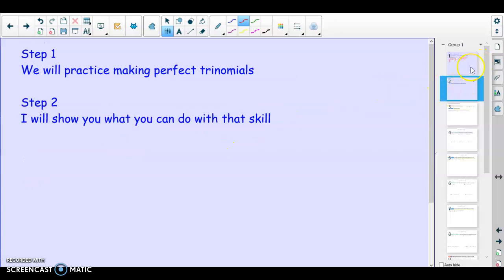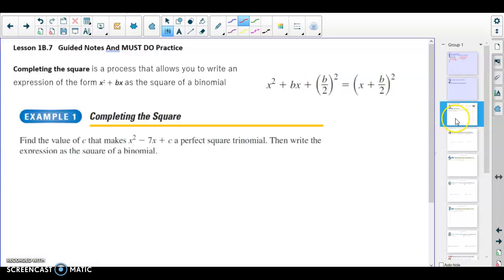So our goal today is to convert from perfect trinomials to square of binomials. So we're going to practice that first. And then the second step that we're going to do today is I'm going to show you what you can do with that skill. All right, so let's start here. Before anything, you want to make sure that you write this formula down or this conversion down here. And then I'm just going to go through a couple of examples with you until you get comfortable with it, and then you'll practice.